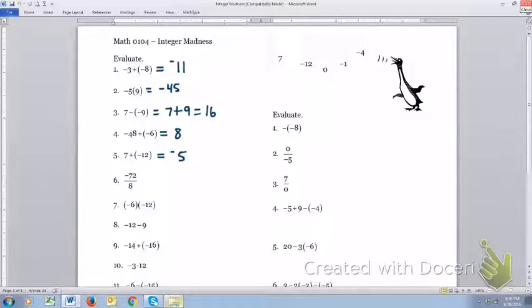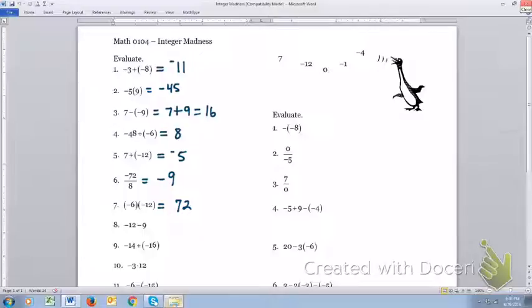Let's look at number 6. So when you divide a negative by a positive, you're going to get a negative. So this one's -9. Number 7, a negative times a negative is a positive. Hopefully you're starting to get your 12s down. This is going to be 72.